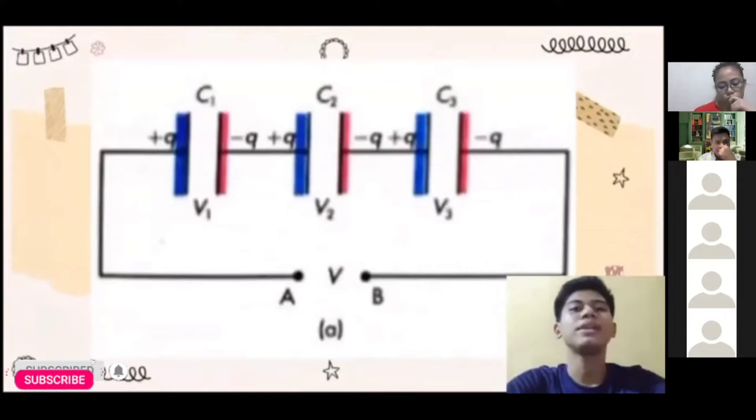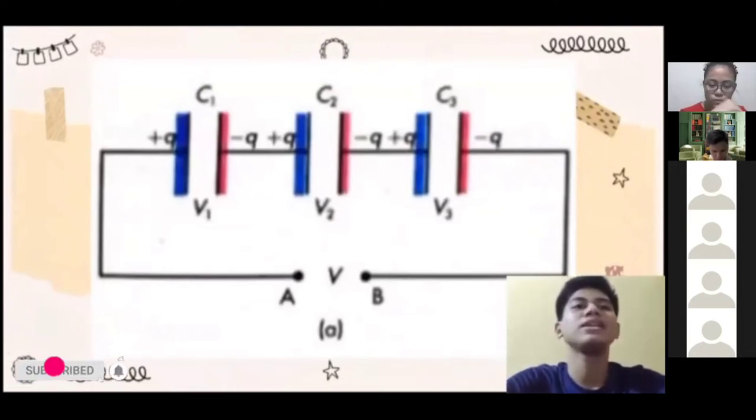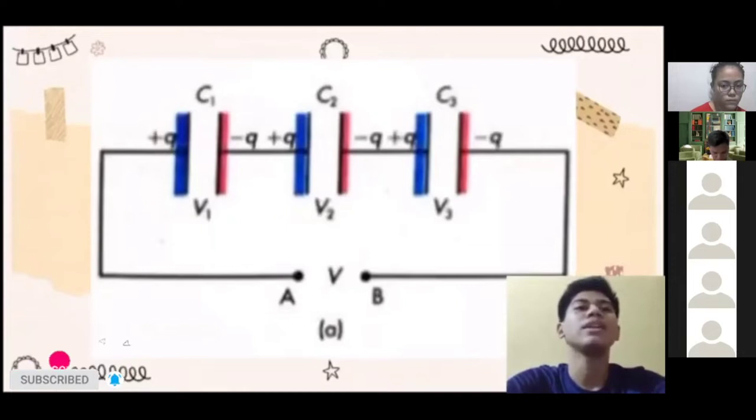Next naman ay schematic diagram ng isang series combination of capacitors. Makikita natin dito na meron tayong terminals, which is the A and B. At ang representation ng A ay positive habang ang B ay negative. Meron rin tayong tatlong capacitors kung saan may tatlong voltages na dumadaan. At ang bawat slide ng capacitor ay merong blue at red na naka-highlight. Ang blue ay meaning nun ay positive charge or positive Q, habang ang red ang meaning nun ay negative Q or negative charge.